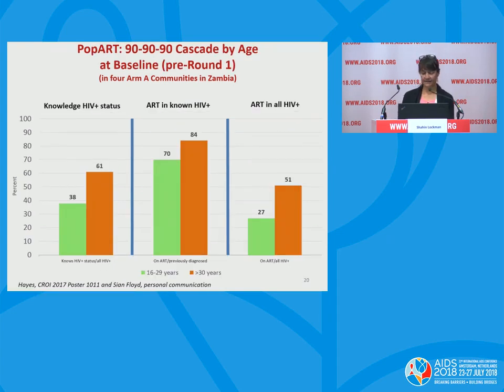As observed in the other studies, younger individuals in the green bars were less likely to know their HIV positive status at baseline or to have started ART after being diagnosed. This is again now PopART pre-intervention.